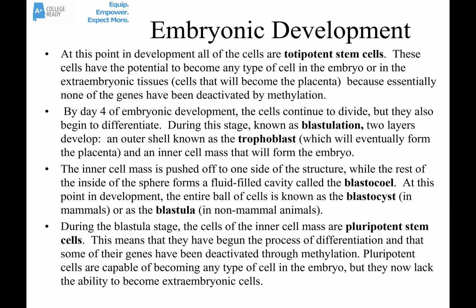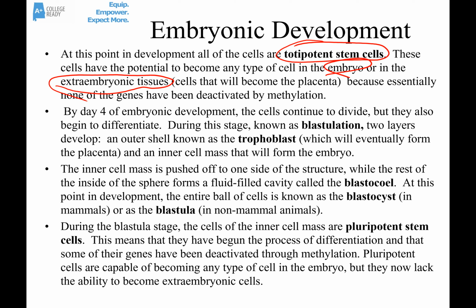At this point in development, all of the cells are called totipotent cells. They're totipotent stem cells. This means that these cells still have the potential to become any type of cell in the embryo or in the extraembryonic tissues, the cells that will become the placenta. This is because essentially none of the genes yet have been deactivated by methylation or other factors.